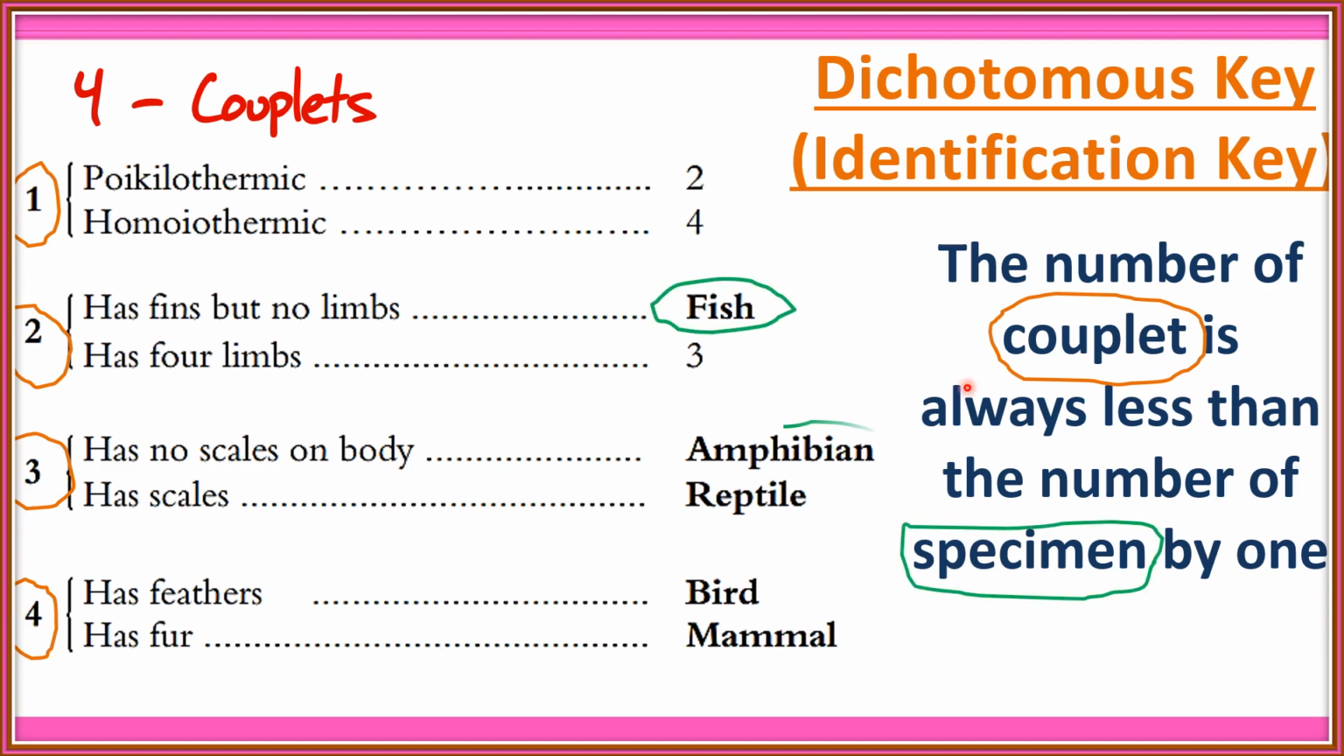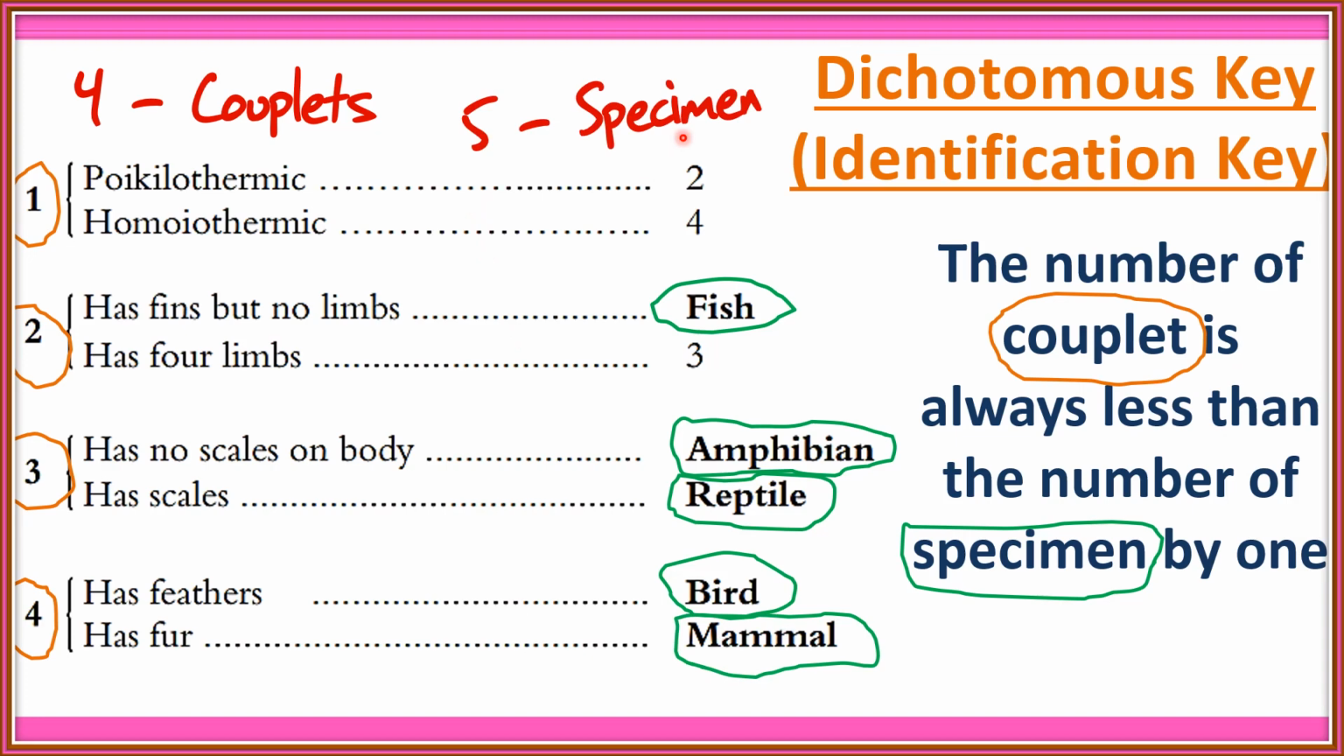When you look at the number of specimens, we have the fish, the amphibians, reptiles, birds, and mammals. So you will see that we have 5 specimens. And the steps which are going to be used to separate them are what we call the couplets. These couplets should be less than the number of specimens by 1. So if we have 5 specimens, that means the couplets we are going to use are going to be 4. So you have 1, 2, 3, 4. Those are the ones that we are going to use.